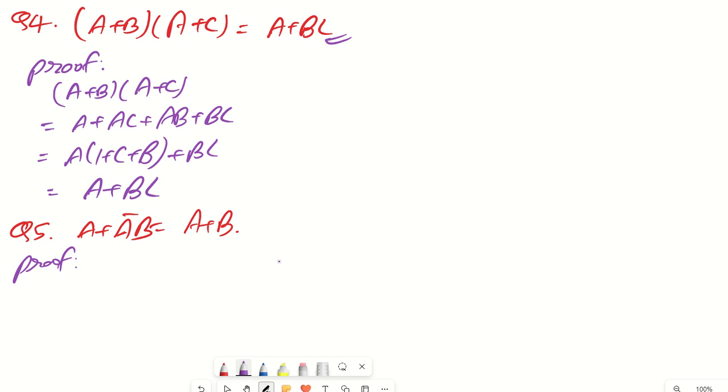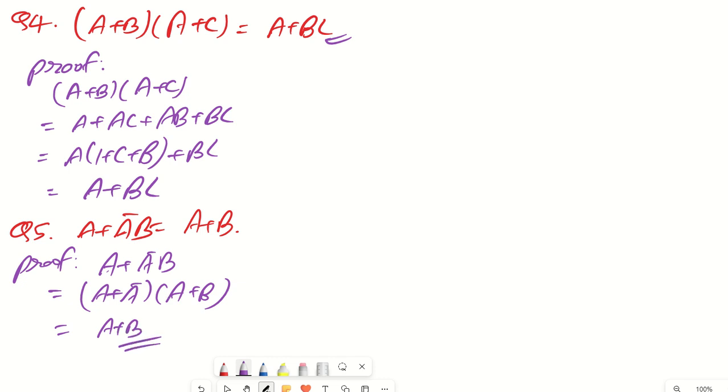So what we can do, I can write it down. A plus A bar B is equal to, since you know that A plus BC is A plus B into A plus C, the same thing we can utilize now. So can we do that as A plus A bar into A plus B, and you already know that A plus A bar is nothing but 1, so it will be just A plus B. So this is how it is a single line solution.